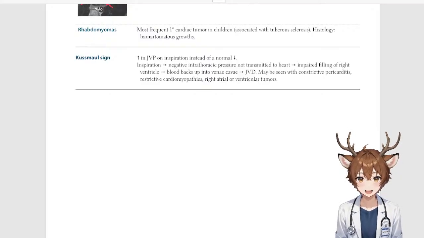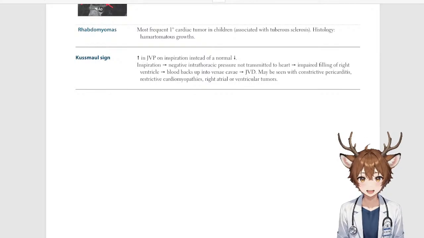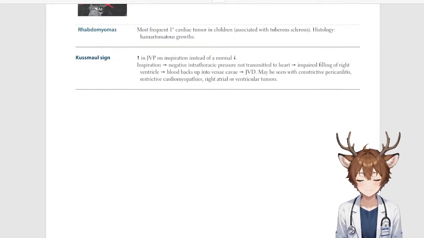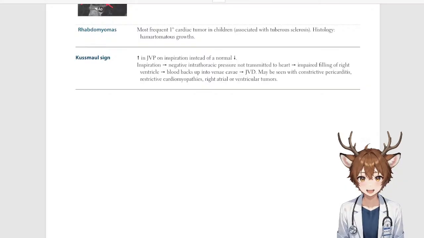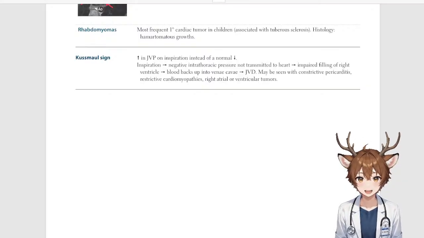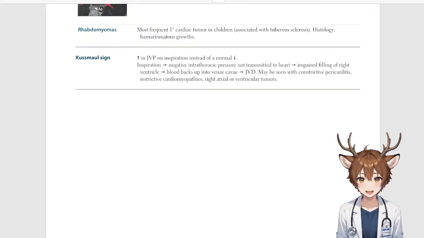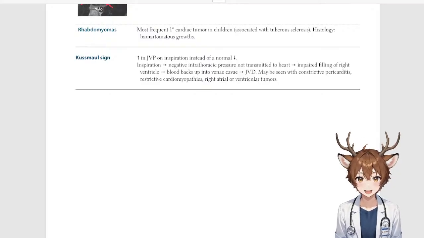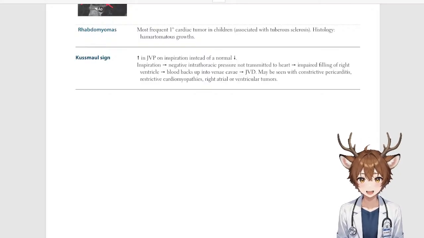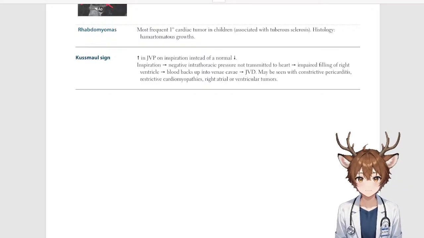Impaired right ventricular filling, though, will lead to the right ventricle being unable to accommodate, which causes an increased venous return during inspiration. This leads to blood backing up into the vena cava, leading to Kussmaul sign. May be seen with constrictive pericarditis, restrictive cardiomyopathy, or right heart failure. Massive pulmonary embolism, right atrial, or ventricular tumors.